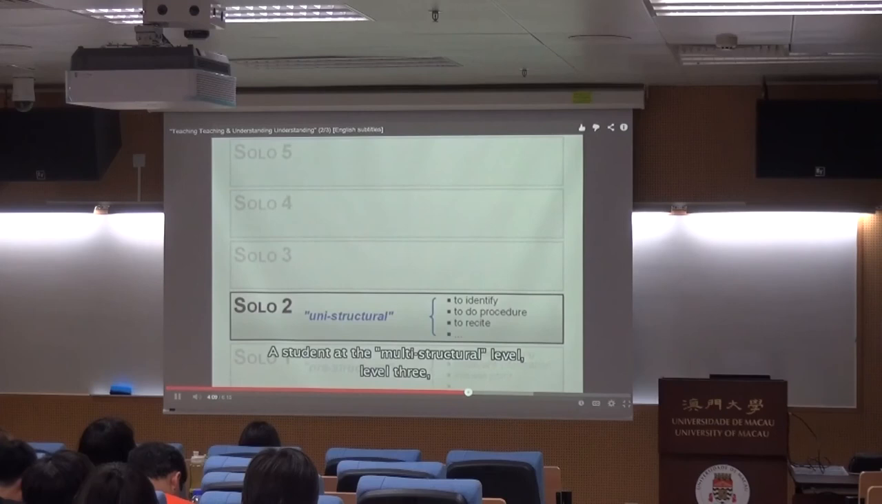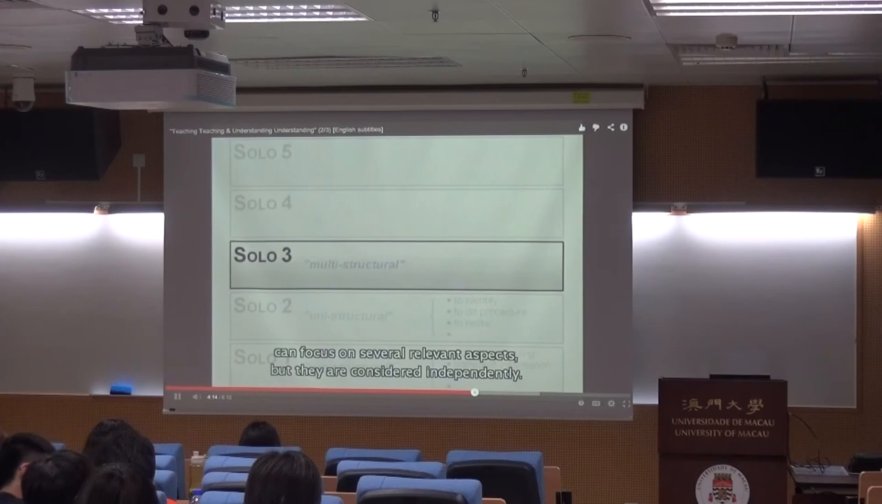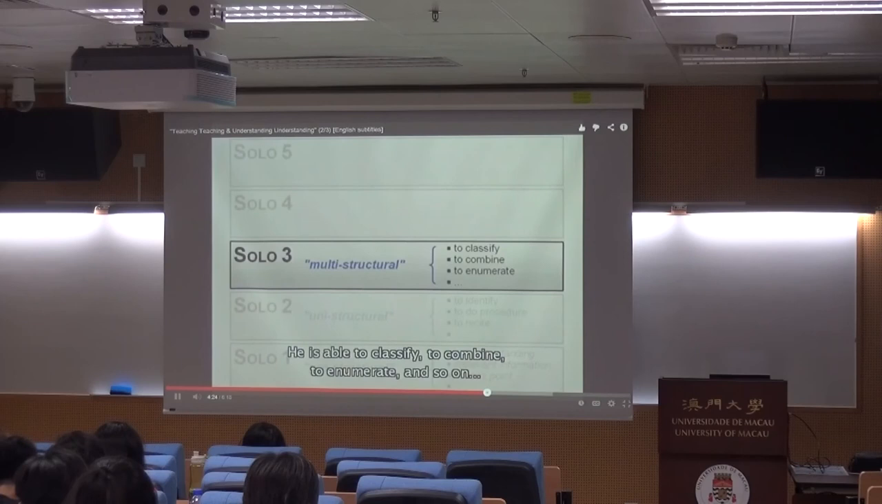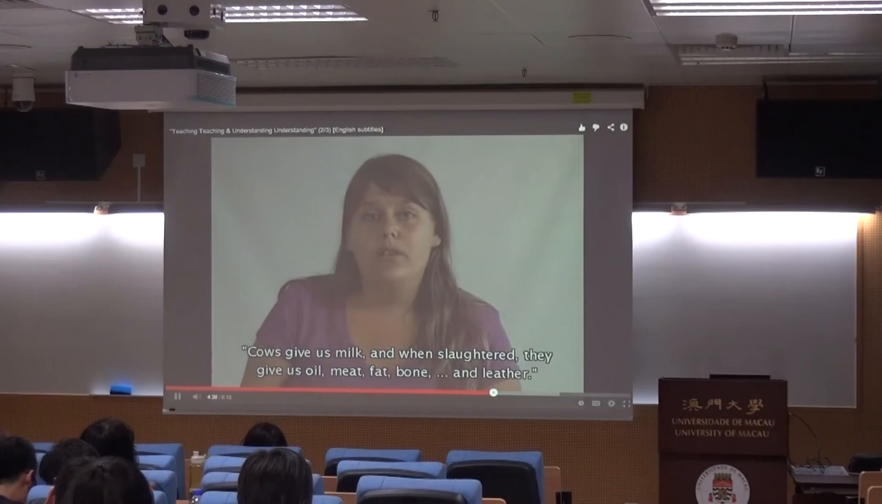A student at the multi-structural level, level 3, can focus on several relevant aspects, but they are considered independently. He is able to classify, to combine, to enumerate, and so on. Cows give us milk, and when slaughtered they give us oil, meat, fats, bone, and leather.